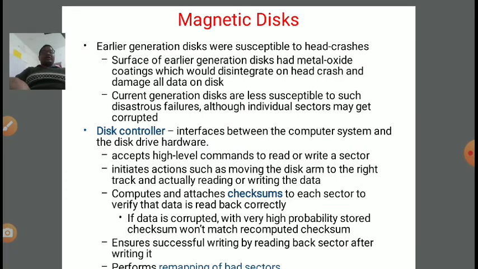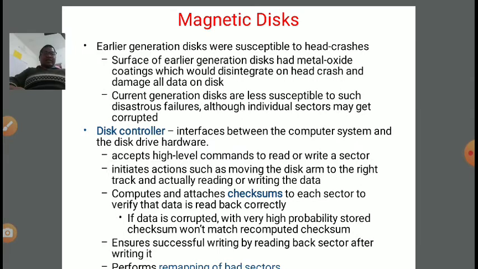So next is disk controller. It is also a very important unit of the magnetic disk. The disk controller is an interface between the computer system and the disk drive hardware. It accepts high level commands to read or write a sector. It initiates actions such as moving the disk arm to the right track and actually reading or writing the data.